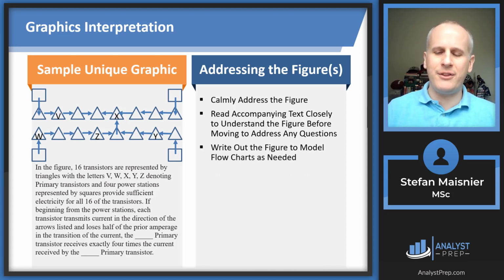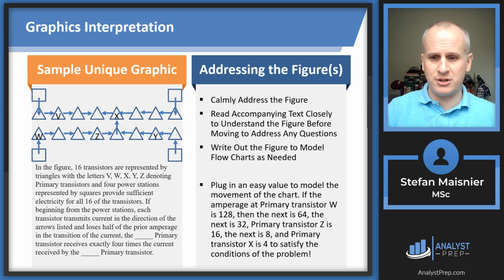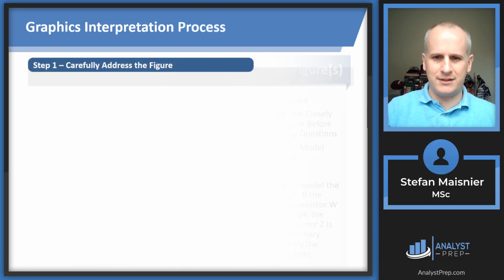So write out the figure to model the flowcharts as needed. So for instance, we can plug an easy value in to model the movement of the chart. So if the amperage of primary transistor W were 128, then the next would be 64, the following would be 32, primary transistor Z would be 16, the next would be 8, and primary transistor X would be 4 to satisfy the conditions of the problem.